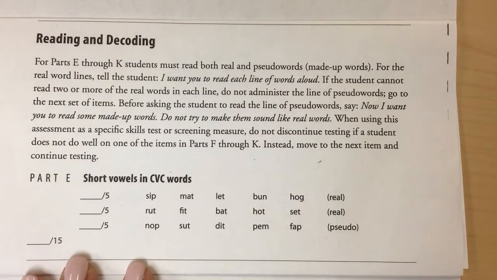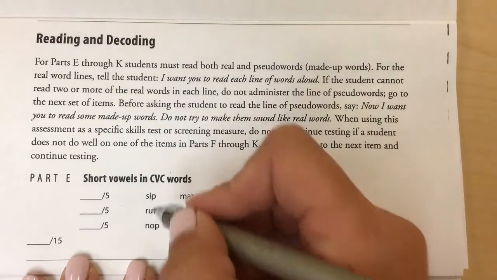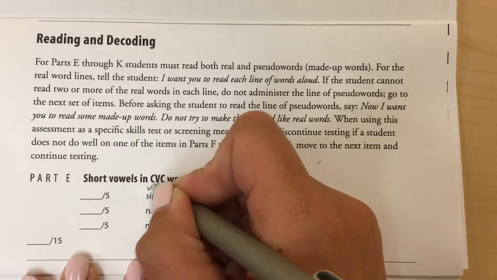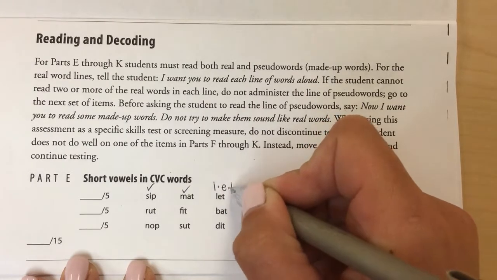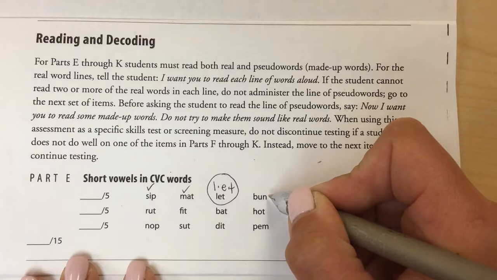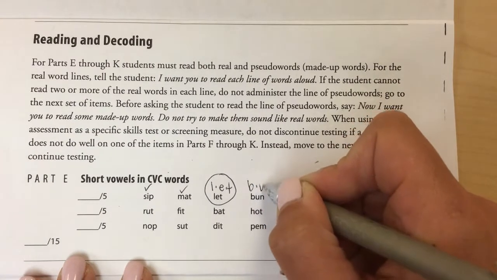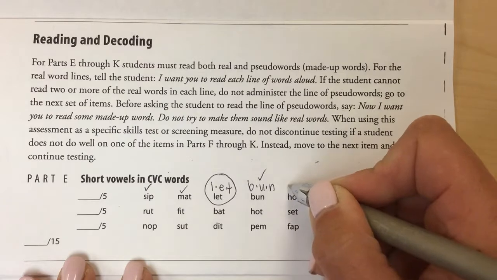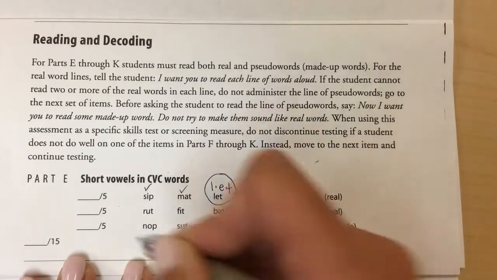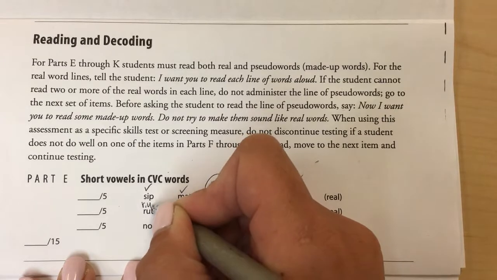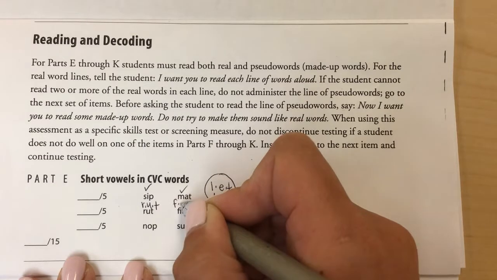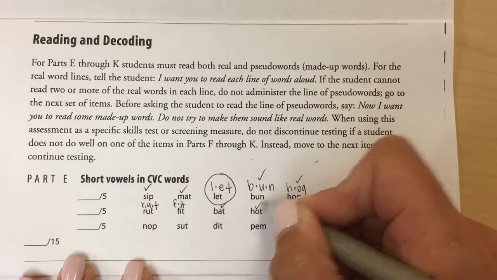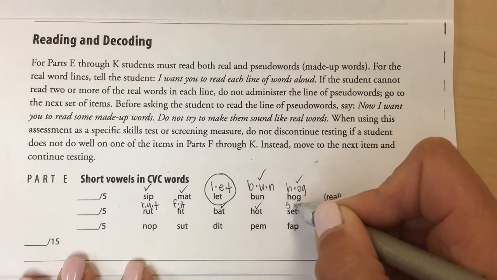Diane, I want you to read each line of the words out loud. Can you start at the first line and read that word? Sip, mat, let, bun, og, hog, fit, bat, hot, set.